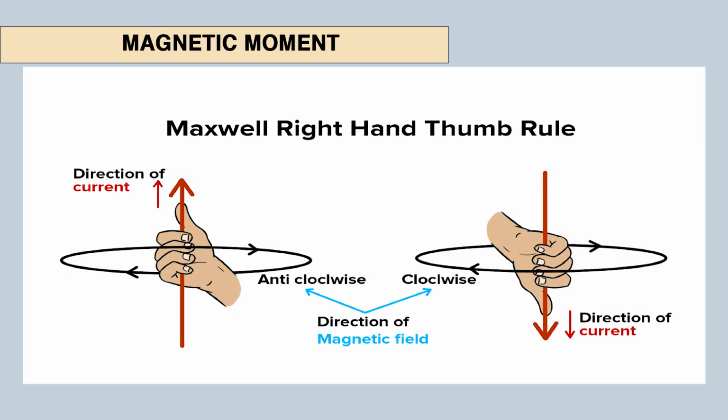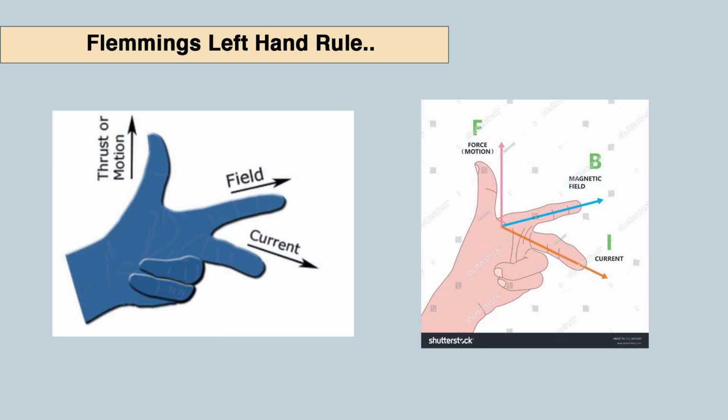Direction of magnetic field and Maxwell's right hand rule. The thumb represents the direction of current in the wire and the fingers curl in the direction of the magnetic field. Fleming's left hand rule: the middle finger represents the current or velocity, the forefinger represents the magnetic field direction, and the thumb is the direction of the force.